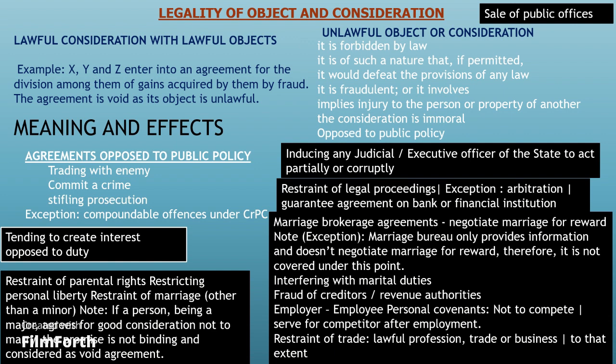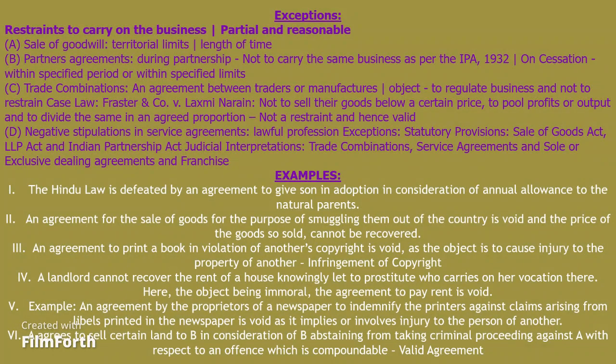An agreement is unlawful if it is of such a nature that if permitted, it would defeat the provisions of any law, even though it is not directly prohibited by any law. Next, fraudulent. An agreement is unlawful if it is made to make a fraud on any person. Next, it involves injury to any person or his property.